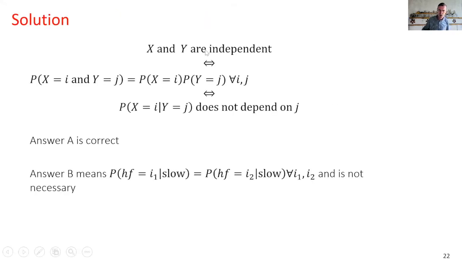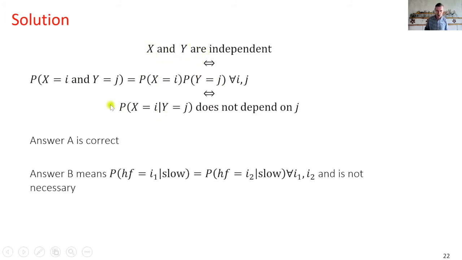Two random variables are independent. Well, what is the textbook definition? The textbook definition of independence is this one. The probability of the AND of observing i for X and j for Y is the product of the probabilities. So the product form is the textbook definition of independence.